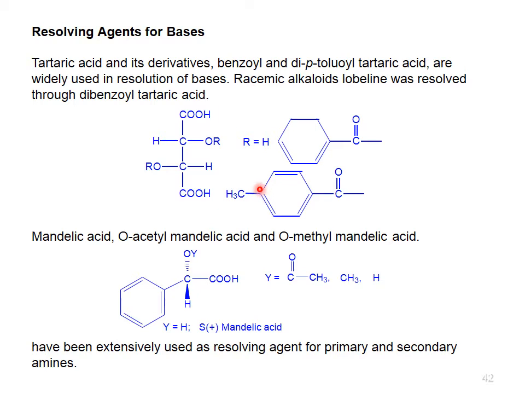Means amines are basic in nature. Which are the agents which are used for the resolution of bases? For bases we use tartaric acid, and tartaric acid derivatives like benzoyl derivatives or its p-tolyl tartaric acid derivatives are widely used in the resolution of bases. Racemic alkaloids, lupinine, was resolved through dibenzoyl tartaric acid. Then mandelic acid, O-acetyl mandelic acid and O-methyl mandelic acid have been extensively used as resolving agent for primary and secondary amines.